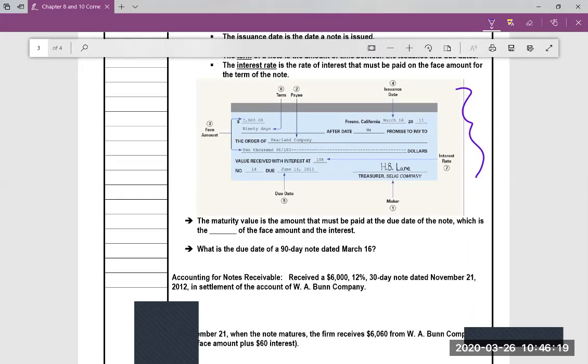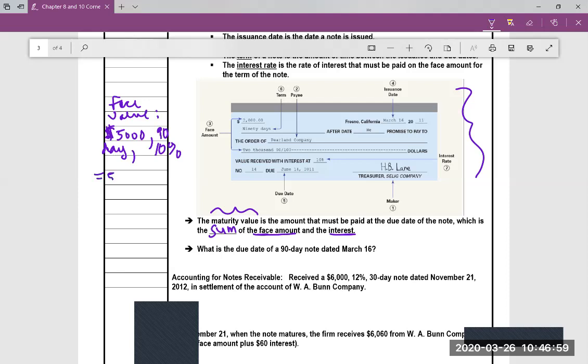The maturity value is the amount that must be paid at the due date of the note. That maturity value is the sum: you add the face amount and the interest owed to get maturity value. Okay, so let's do a little review over here. Let's do a calculator review. So face value: let's say you set up a note that is $5,000. It's a 90-day note with interest of 10%. What's the math to figure out the interest?